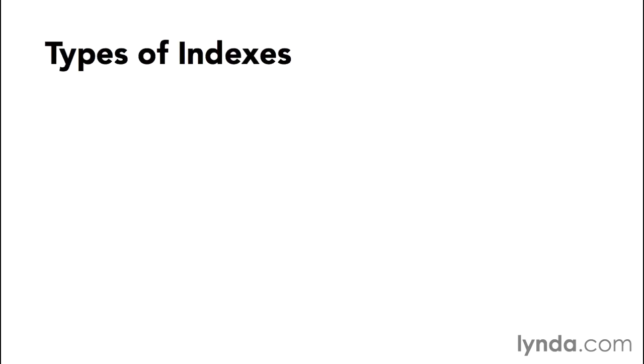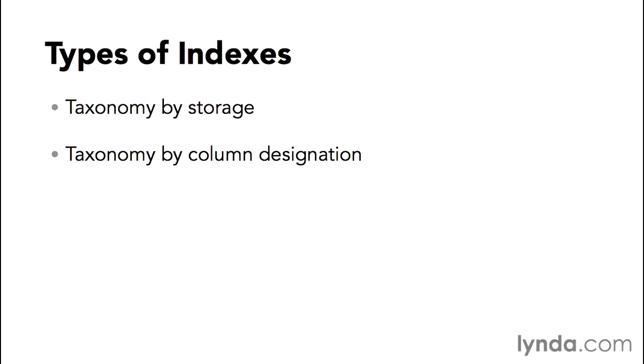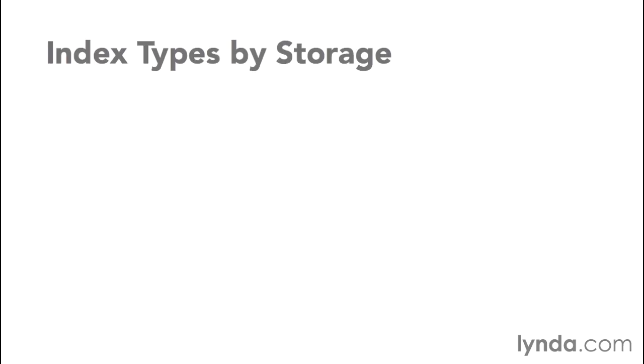The types of indexes. I happen to like two different taxonomies: taxonomy by storage and taxonomy by column designation. So by storage, heap. When you first create a table and dump information into it, it goes into the heap, just like my office table that I'm looking at here, with stuff just laying all over it. That's a heap. By the way, heap storage: you should almost never keep your tables in heaps. Occasionally you do that if it's a temp table and that kind of thing.